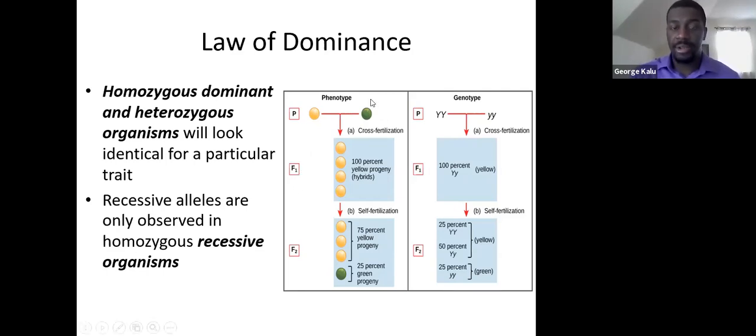Now, homozygous recessive organisms are only going to show their recessive traits if they have only their recessive alleles available. So recessive alleles are only going to show up in homozygous recessive organisms. Here we have the homozygous recessive, little y. Those are going to be the green seed organisms, and they're only going to show up whenever you have a homozygous recessive organism. You will never see a recessive trait when it's paired up with a dominant allele, because dominant will always mask it. So that's going to lead us into the law of dominance.